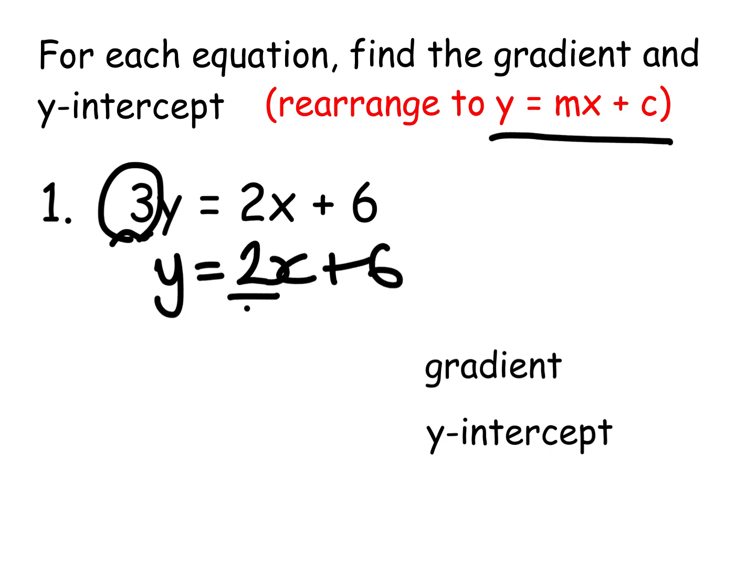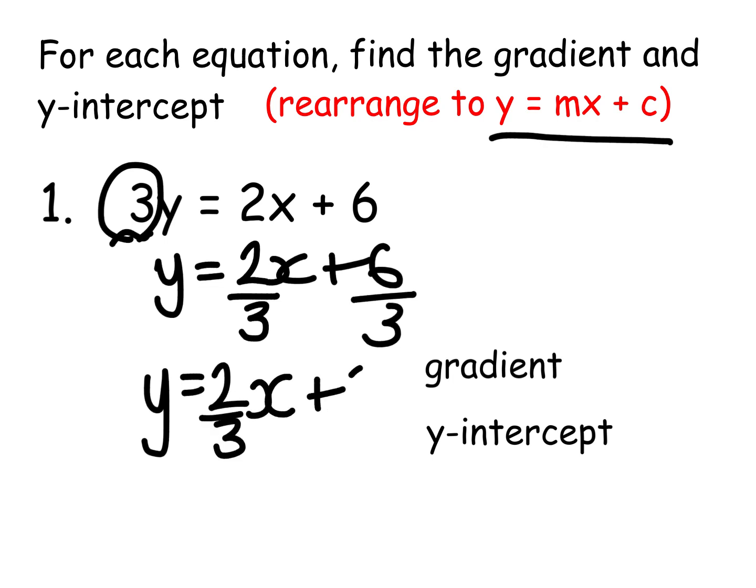So we can write that as 2/3 because that doesn't divide, and we can do 6 divided by 3, and that simplifies down to 2/3 x, and 6 over 3 is just 2. Now it is in the correct format. Now it is in the form y equals mx plus c. So your gradient is what's in front of the x, so your gradient is 2/3.